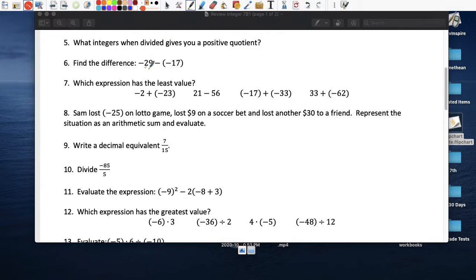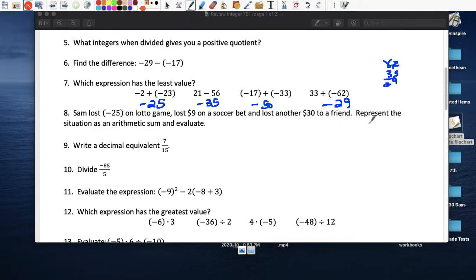Which of these has the least value? Well, that's negative 25. This is going to be negative 21, 35. This one's going to be negative 50, right? Both negative, so we add them, keep the sign. This one, there's more negatives, and so I know the answer is going to be negative. So we subtract the numbers, and that's going to be 62. What is it? 33. Okay, so 29.